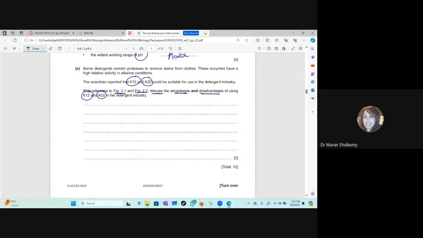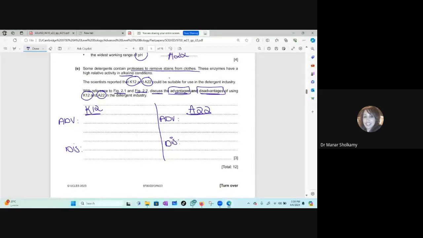Then what would I do if I'm in your place? I'm going to break down this question so that I don't miss any part. I'm going to discuss K12 and I'm going to discuss A22. What do they want? They want us to refer to the figure and the table and discuss the advantages and disadvantages of using these two enzymes. So for this enzyme, I will discuss the advantages and the disadvantages, and the same for A22. I will go to the graph and try to get information about the advantage and the disadvantage for every enzyme. Let's just read it again.